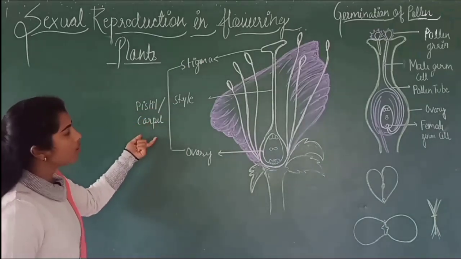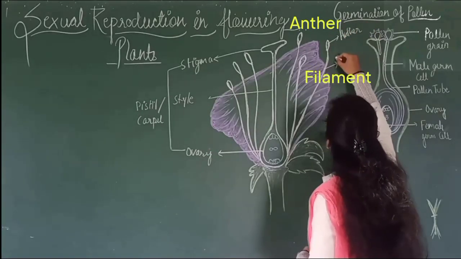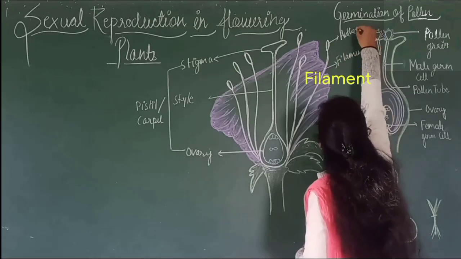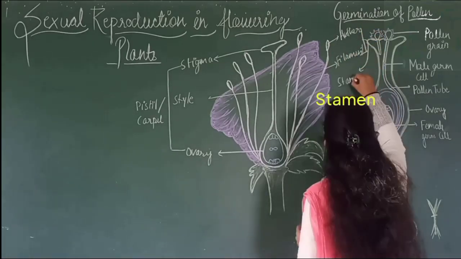These are the female parts. And this is the anther. This is the filament, and the anther and the filament together are known as the stamen.